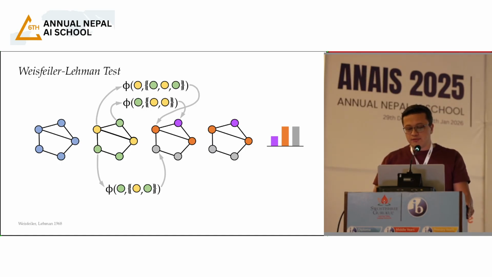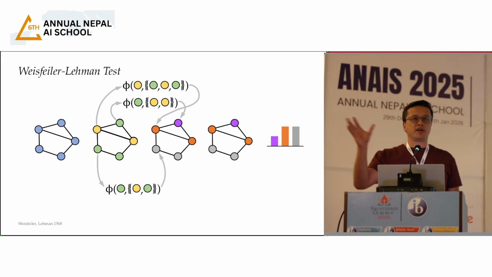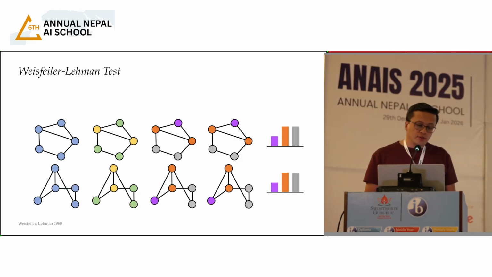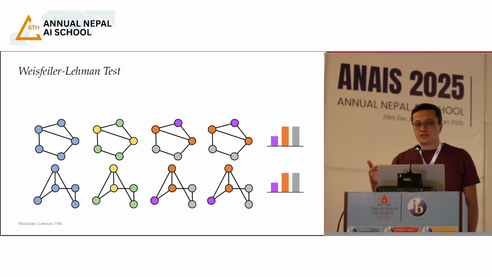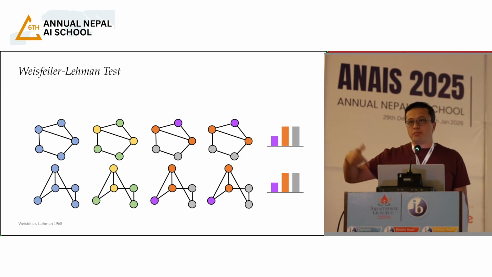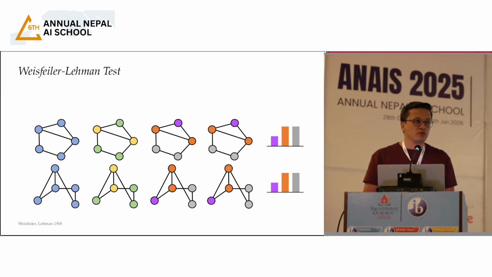So I see, for example, in this example, 1 purple color, 2 orange colors, and 2 gray colors. This is my color histogram. And if I am interested in comparing 2 graphs, for example, the graph on top and the graph on the bottom, I can run this coloring algorithm on both graphs, right? Extract the histogram from both, and compare whether the color histogram matches or not.